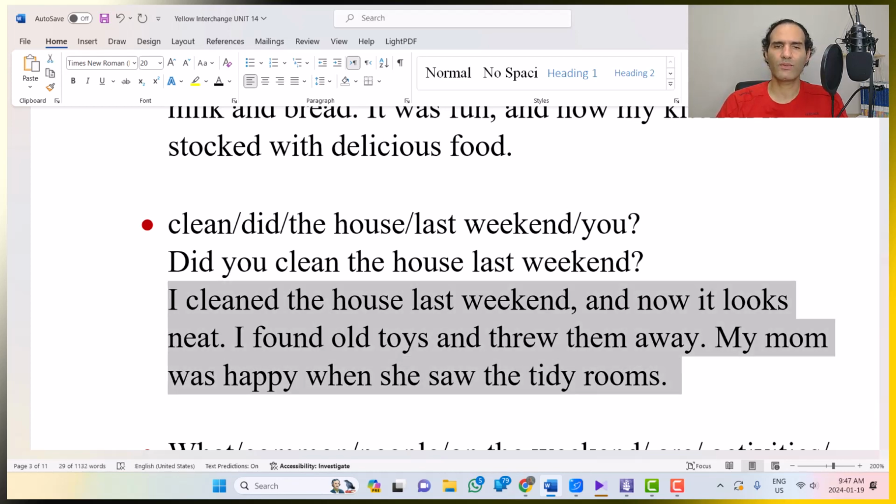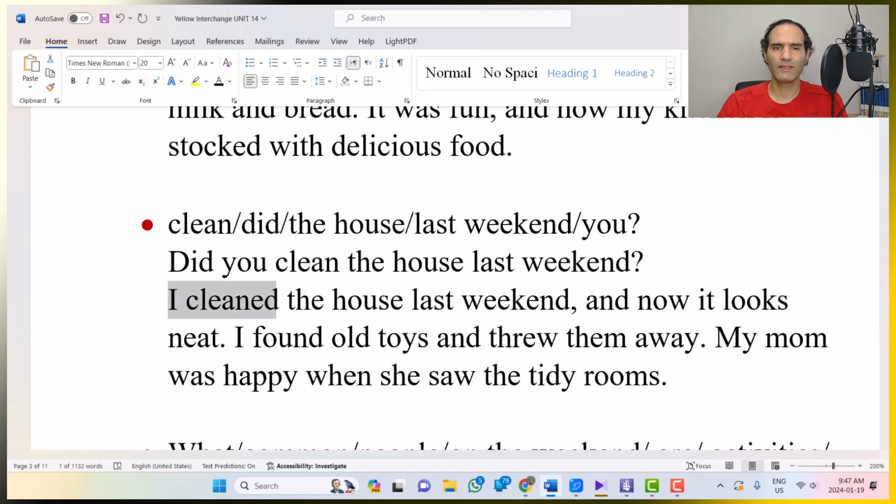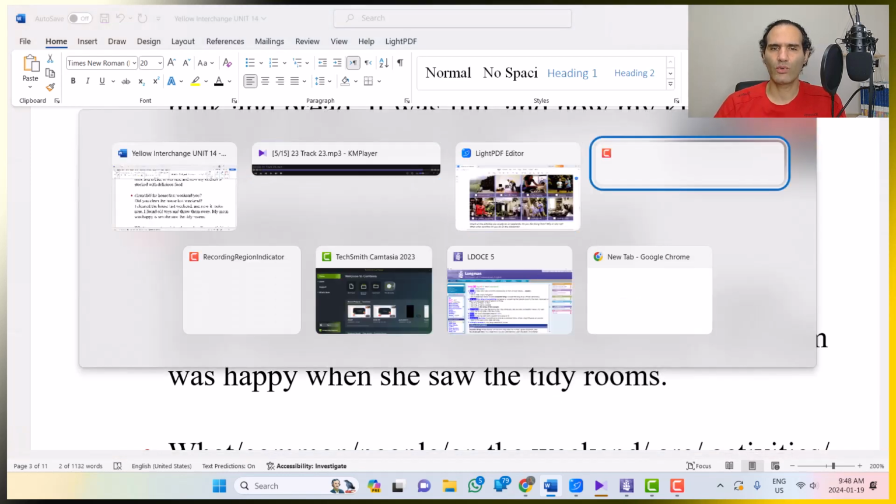All the sentences were in past. I cleaned the house last weekend. It looks neat now, present. I found some old toys, past. I threw them away, throw, threw. If the verb is irregular, you need to memorize the past tense. My mom was happy when she saw the tidy rooms. Okay, you got it? In case you don't know the meaning of these words, that's how you go about it.